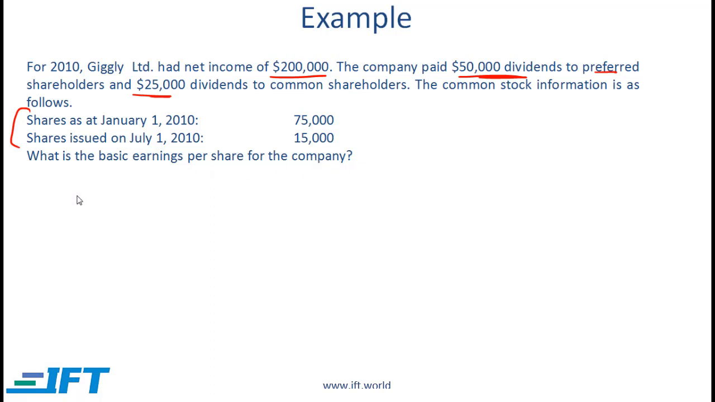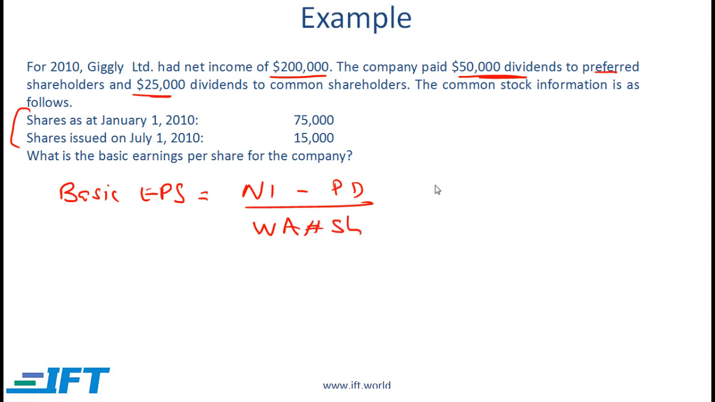The first thing you need to do here is write down the formula. The formula for basic EPS is equal to net income minus preferred dividend divided by weighted average number of shares outstanding. The net income is 200,000. The preferred dividend is 50,000. So we subtract 50,000. Notice that we are not supposed to subtract the dividend for common shareholders.